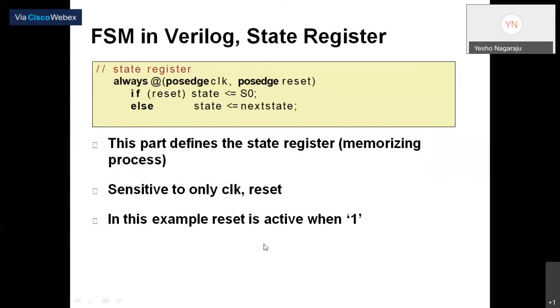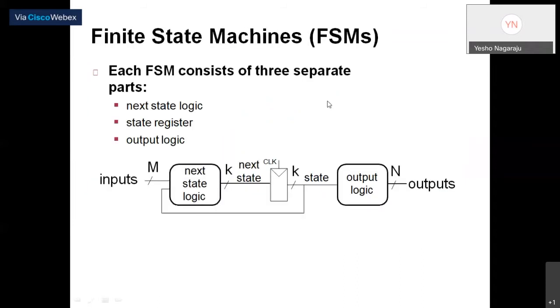Now, how are we generating the memory elements? One always block is for the register. What should be registered inside this? If you see, now we are defining this block. The next state logic gets the next state, and on the active edge of the clock, this next state becomes the present state. That is what we are doing.